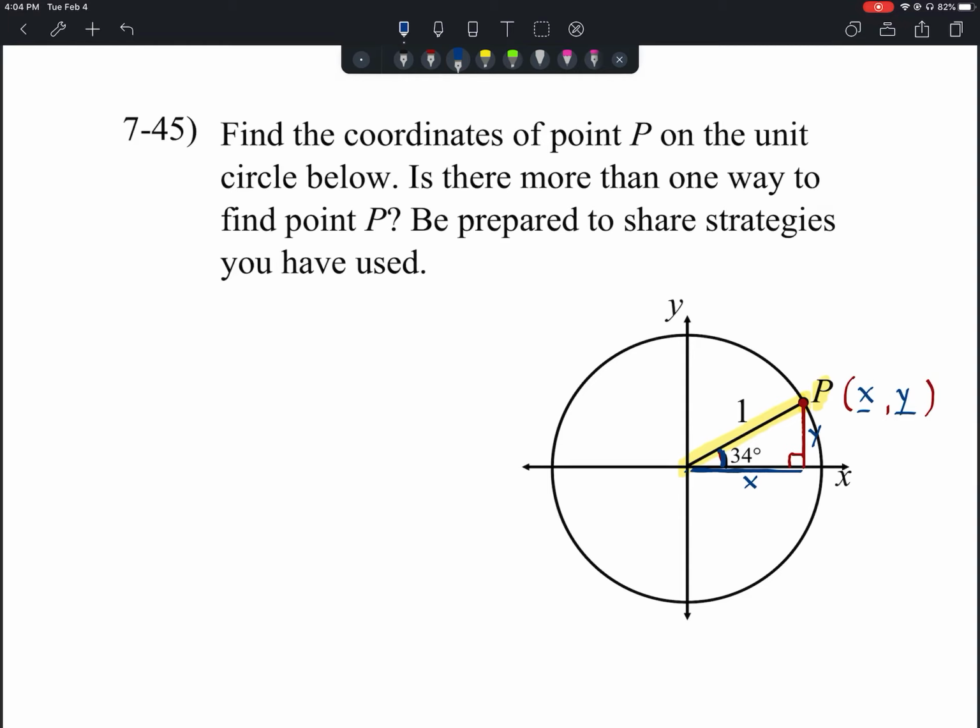Well, if you've been paying attention to what we've been doing in class, we discovered recently that we can find the height of any triangle by using the sine function. So we could look at this as saying, if I have 34 degrees, and y is my opposite side, and I know that my hypotenuse is 1, then the sine of 34 degrees should equal y over 1, which simplifies to just y. So if I can calculate what the sine of 34 degrees is, that will tell me what my y coordinate is going to be. So let's use a calculator to get that.